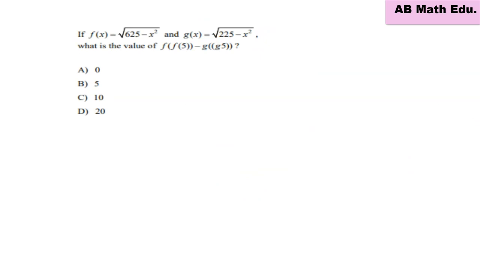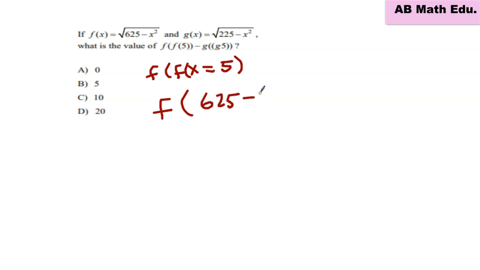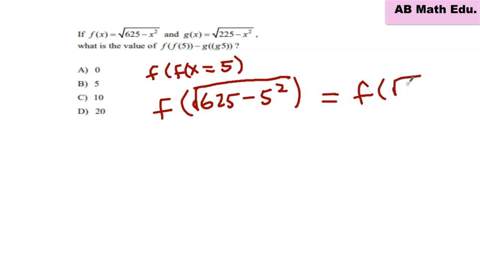Let's look at one more. So we can do it. If taking all along is going to be a big deal for you for this question, you can do it one by one. So f of 5, here wherever we see x, we are replacing it with 5 for the f here. So we get 625 minus 5 squared. That gives us f of square root of 600. Because this is going to be 25, 25 minus that will be that.